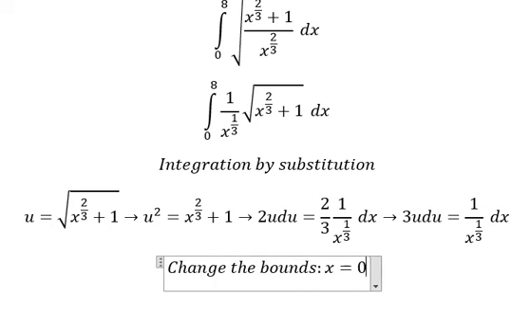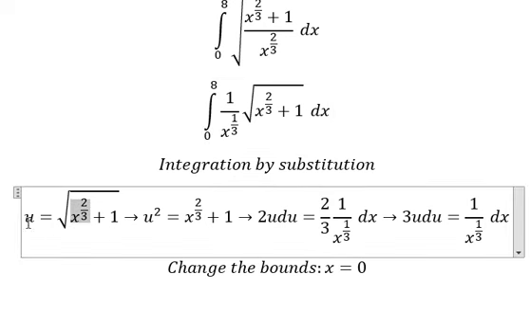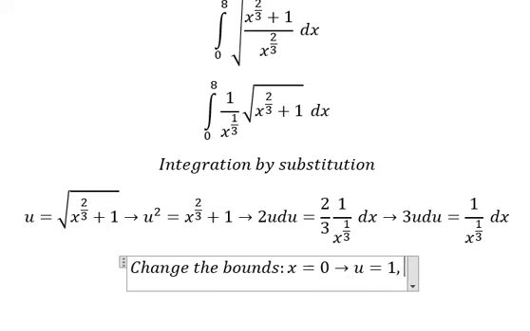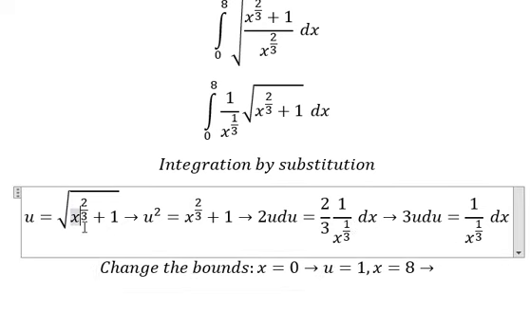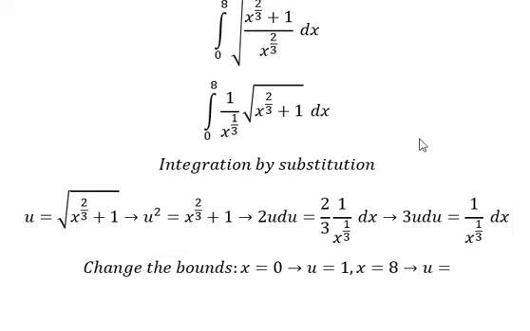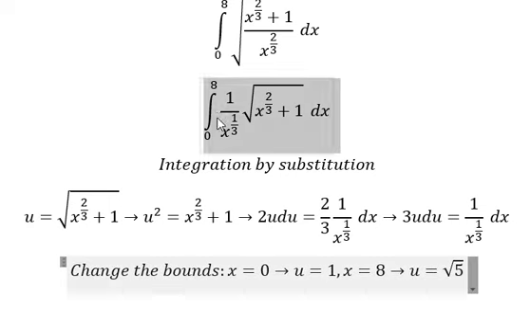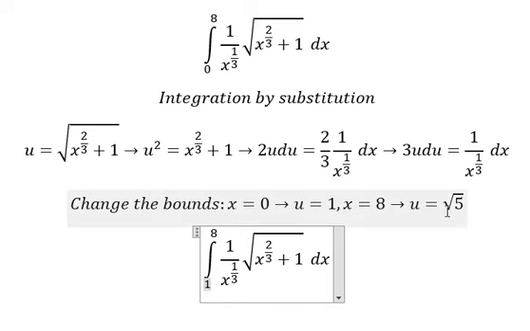When x equals to number 0, we put number 0 in here. So we can find the value of u that is about number 1. When x equals to number 8, so we put number 8 in here and we got u equals to the square root of number 5. Number 0 we change for number 1. Number 8 we change for the square root of number 5.